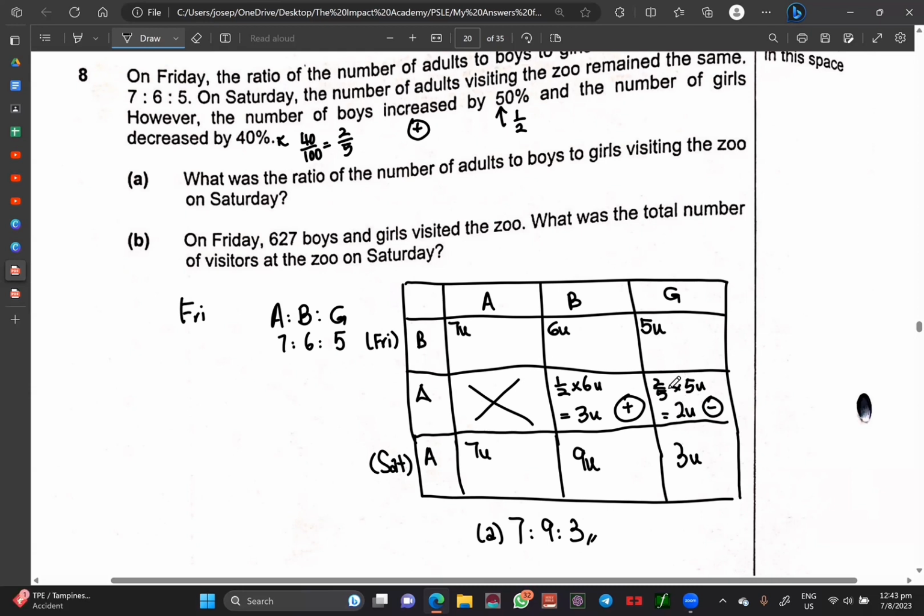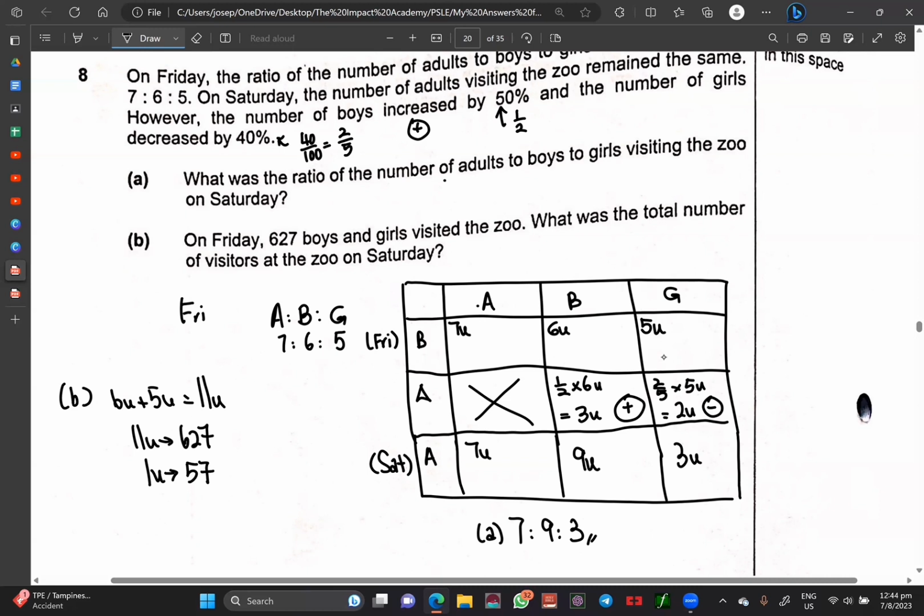Now, let's talk about B. It says that on Friday, 627 boys and girls visited the zoo. So when you look at boys and girls on Friday, boys and girls is actually 11 units. So 6 units plus 5 units gives me 11 units. And we know that 11 units is equal to 627. So what we like to do is quickly find out my Mr. Greenman, which is 1 unit, which is 57.